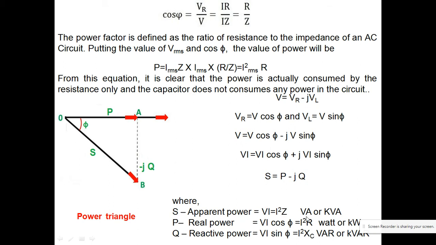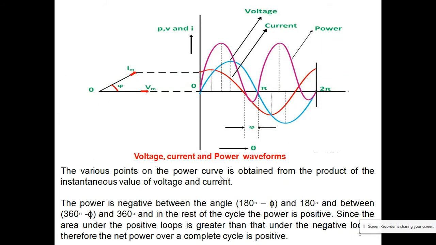The real power means the working power or active power, so it depends on R, and the reactive power depends on XC, which is the capacitive reactance. So these are the powers in the RC series circuit. Now we will see the voltage, current, and power waveforms.